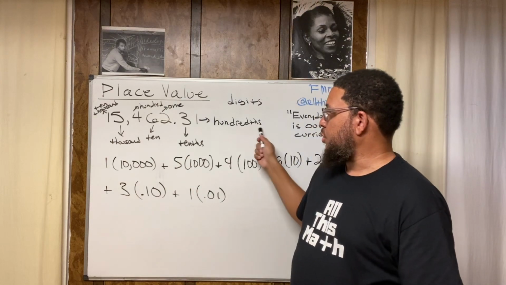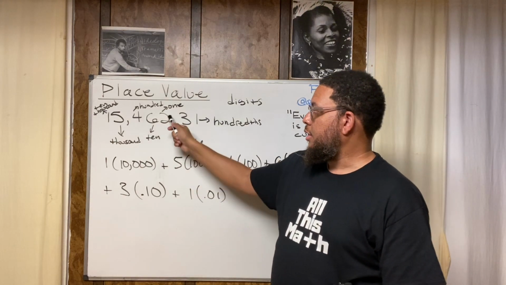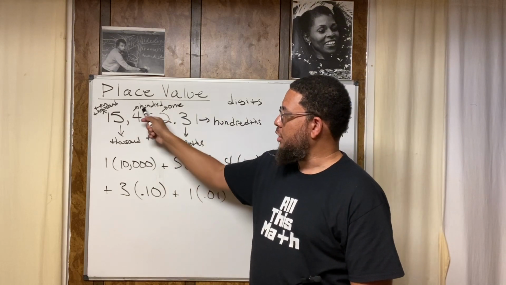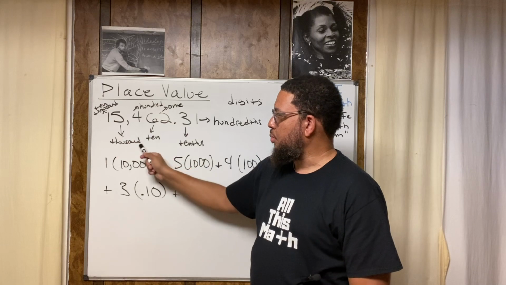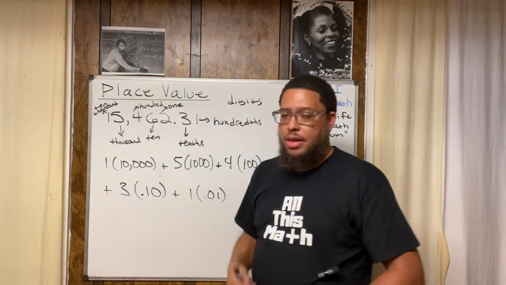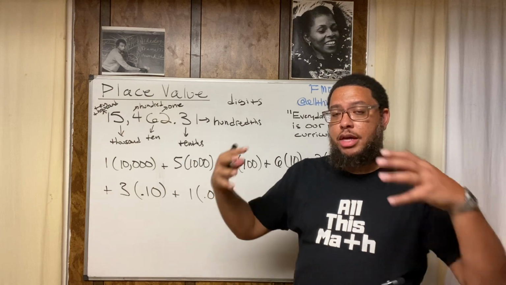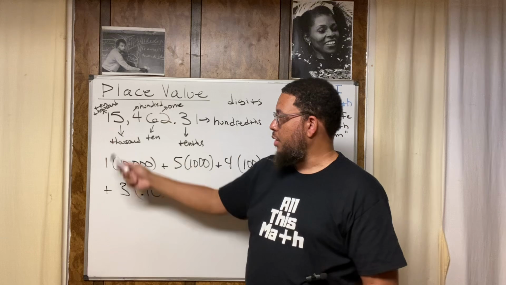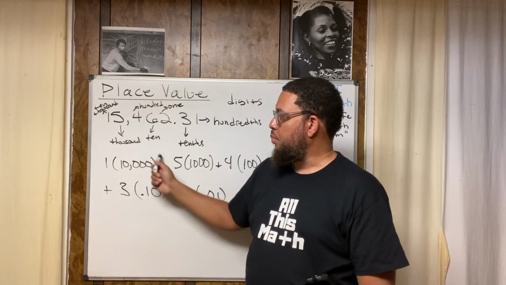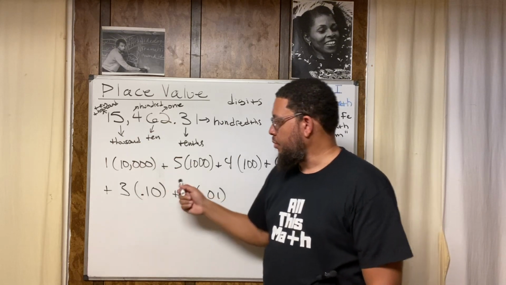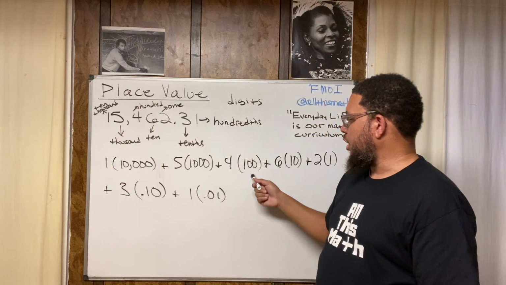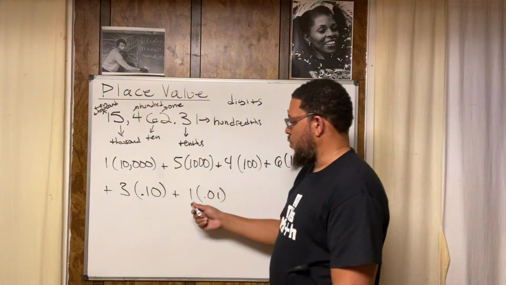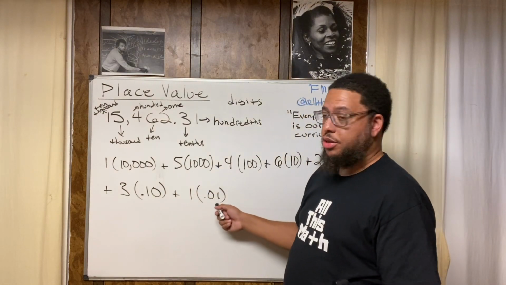This 1 belongs in the 100th place. This 3 belongs in the 10th place. This 2 belongs in the 1's place. This 6 belongs in the 10's place. This 4 belongs in the 100's place. This 5 is in the 1,000's place. And this 1 is in the 10,000's place. And basically what each of those digits do, they come together to give you a complete number, right? They tell you how many of each of these places you have. So you got 1 10,000, you got 5 1,000s, you got 4 100s, you got 6 10s, 2 1s, 3 dimes, and 1 penny, or 100th, or 3 tenths.